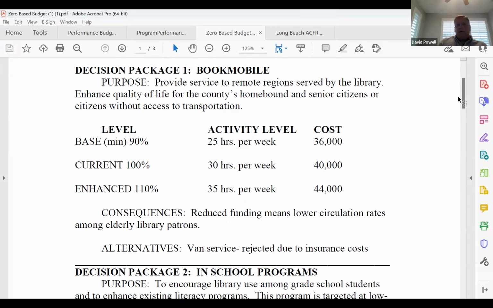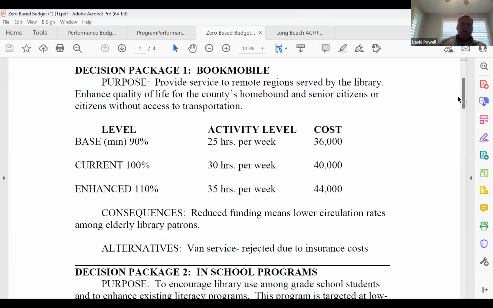The other option in this decision package is to fund it at 100% of what we funded it at last year. If we fund it at 100%, then we're going to be able to operate at 30 hours per week at a cost of $40,000. The third option is the enhanced option. We're going to fund it at 110% of last year, so a 10% augmentation to the budget. That means we can operate 5 additional hours, up to 35 hours per week, and the cost then goes up by another $4,000, up to $44,000.